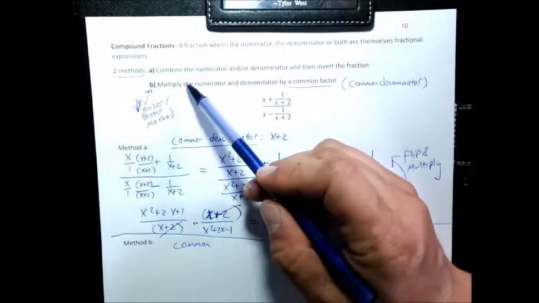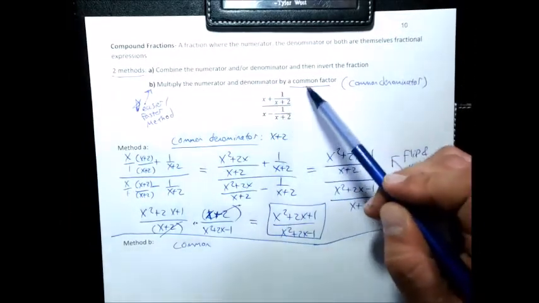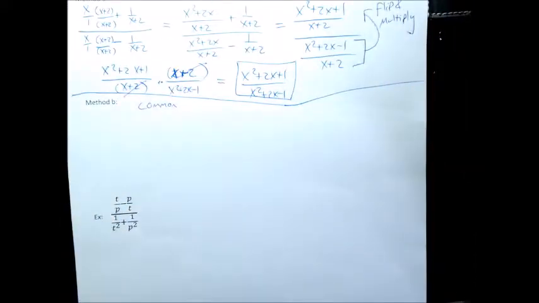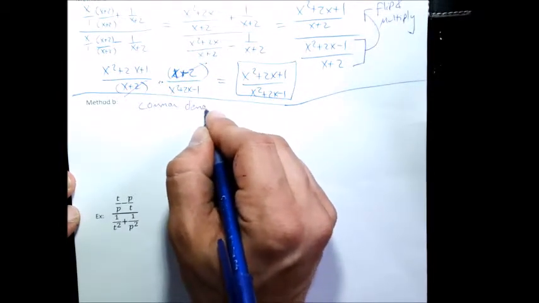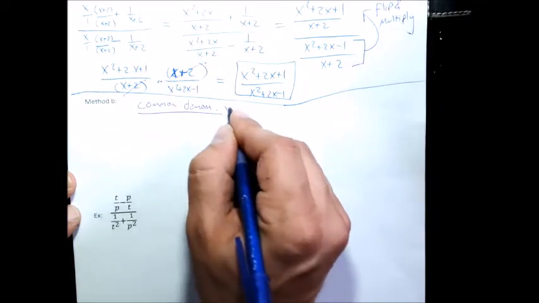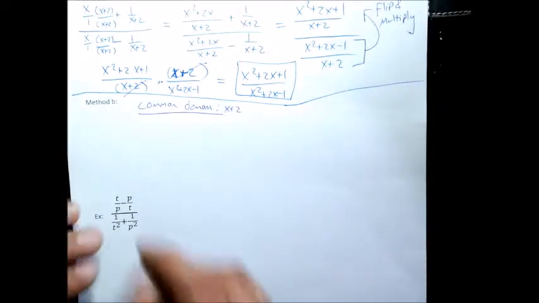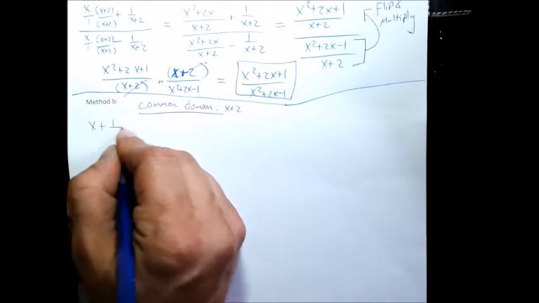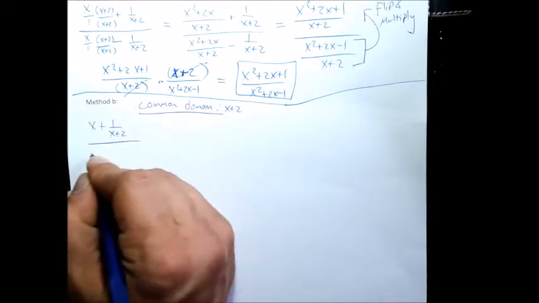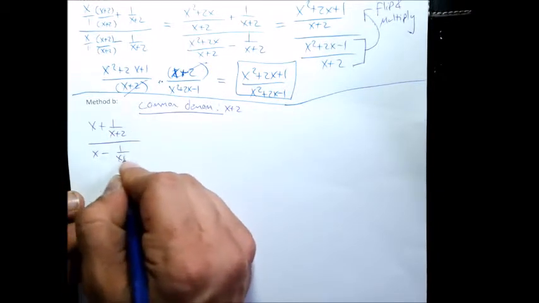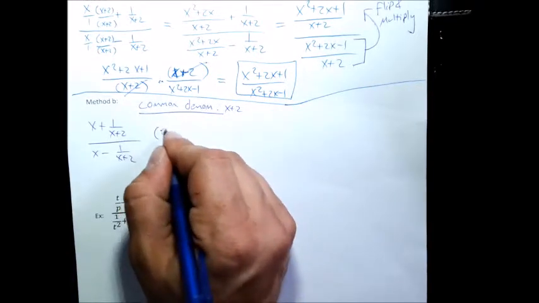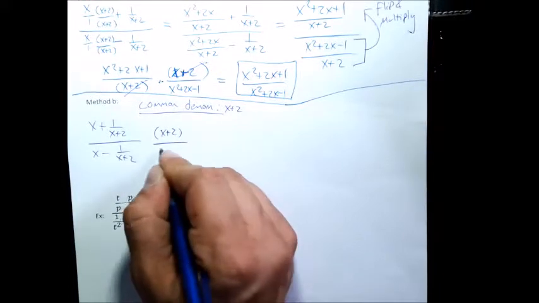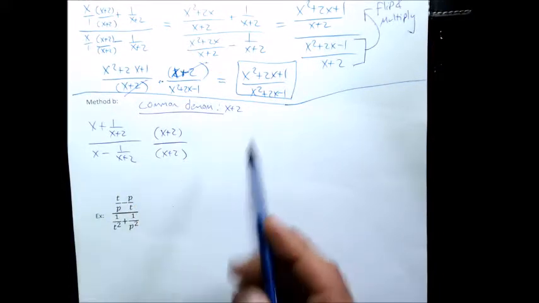Method B. You multiply the numerator and the denominator by the common factor. And the nice thing about that is it just cancels out all the fractions. And so the common denominator is the same. It's still x plus 2. And so what we do is we take our original problem. I'm just going to rewrite the original here. And we multiply the numerator by x plus 2 and the denominator by x plus 2, because that's our common denominator, right?